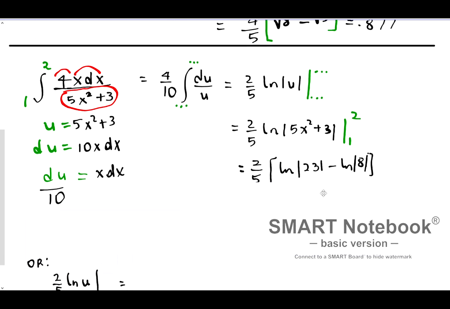Now you could leave it like that, but it would be nice to know the properties of logs, that ln a minus ln b is ln a over b, right? At that point, you can write it as ln 23 over 8. And don't forget the 2/5 on the outside.